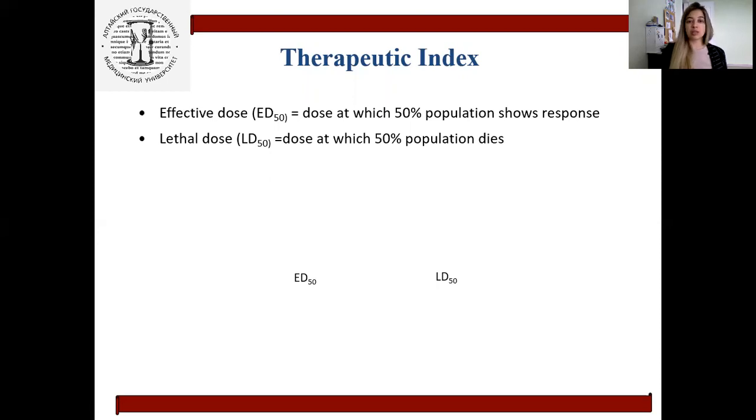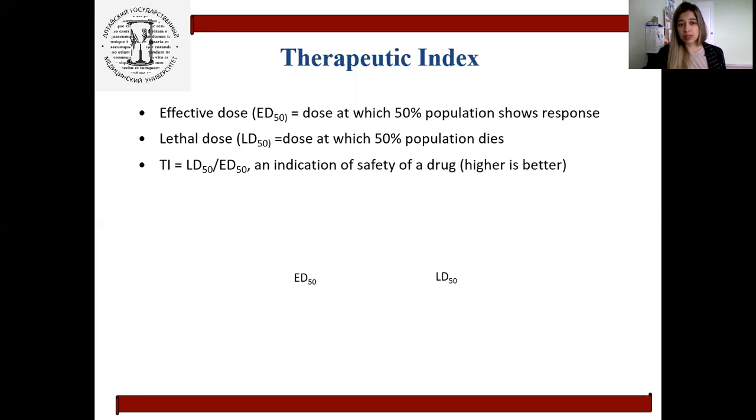Lethal dose means a dose at which 50% of the population dies. So if we, for example, overdose 10 times and give 5 grams of paracetamol, then 50% of the population maybe will die. So this is the lethal dose. It is only an example, guys. It is not the true numbers.